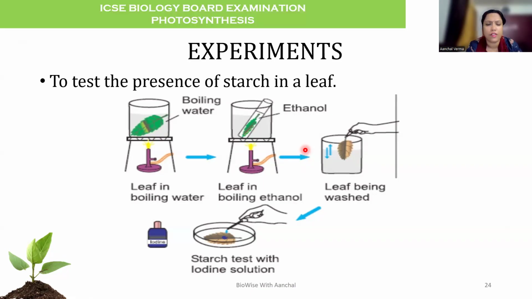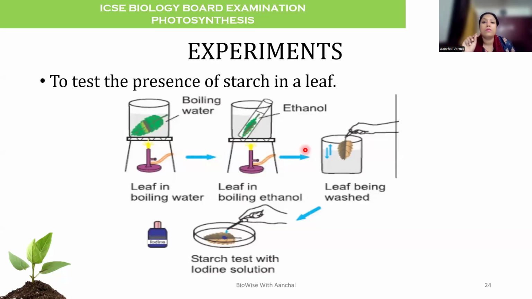Then any one leaf is plucked and it is first boiled in water. Boiling in water kills the cells, so the cells no more photosynthesize. Then they treat with ethanol. Ethanol boiling is always done by keeping the test tube in the water bath because ethanol is a very inflammable substance. So what does ethanol do? Ethanol bleaches away the chlorophyll. It dissolves the chlorophyll and removes the chlorophyll.